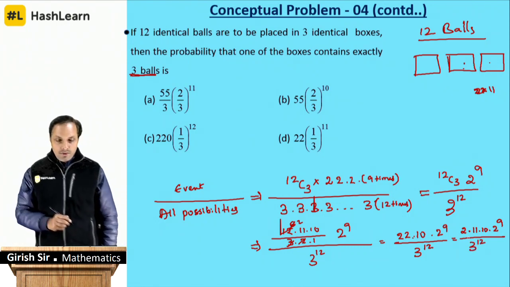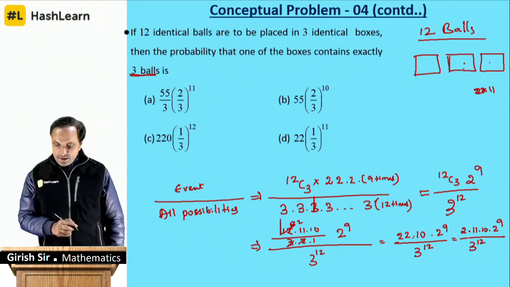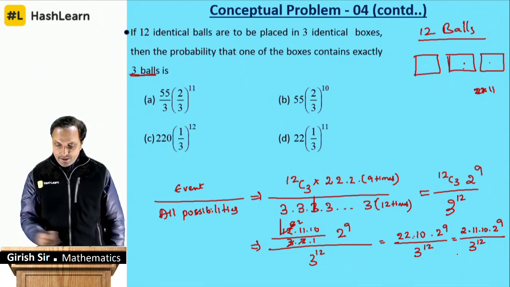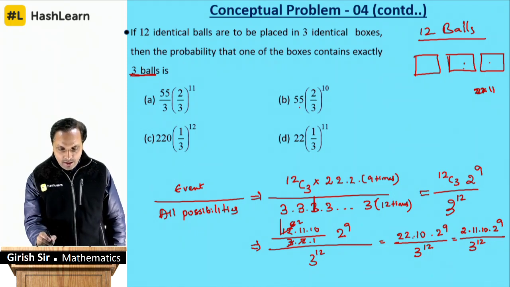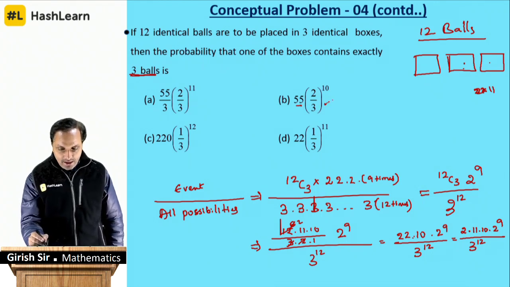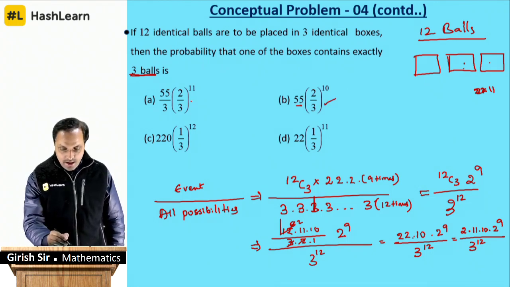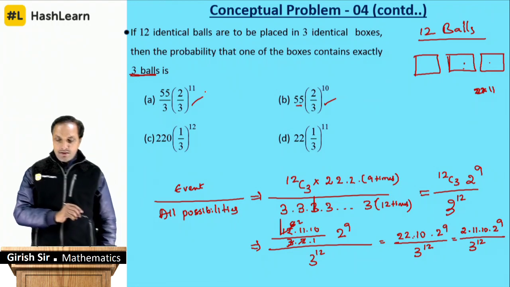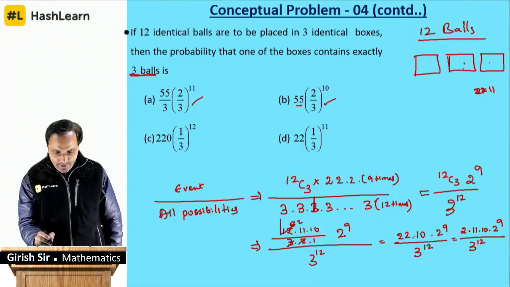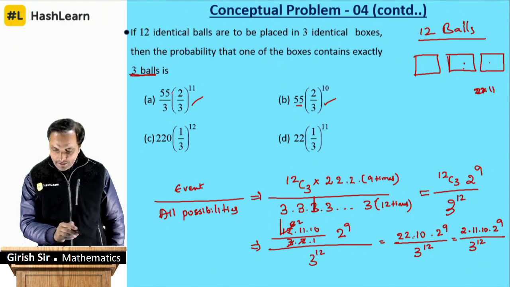Okay, so you can look at the options. If you look at the options, you have 3 to the power 12, 2 to the power 9. You are observing 55 here, and we want 2 to the power 9. You have 2 to the power here in one option, and you have another here in one option. So how to balance it? If you want to balance, you can bring it in the form of 55.